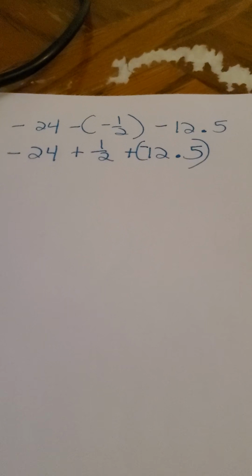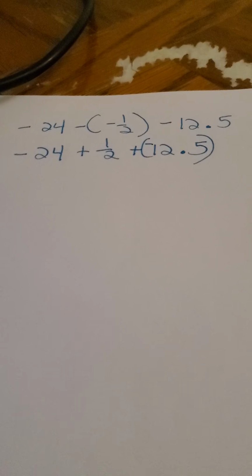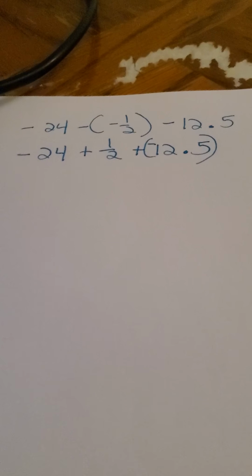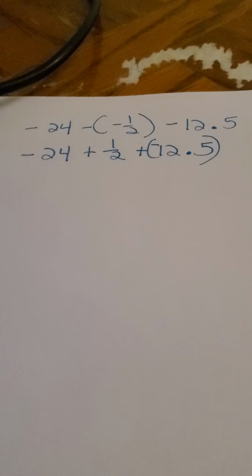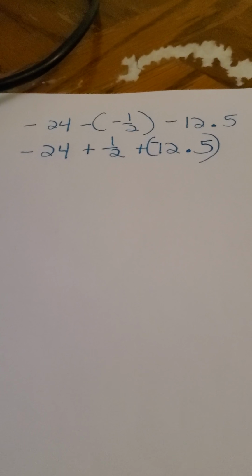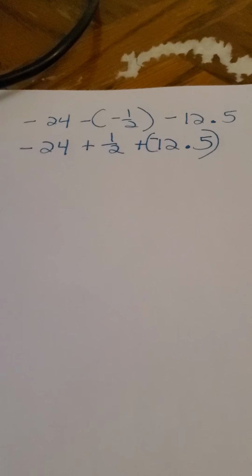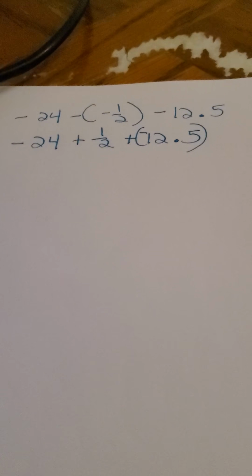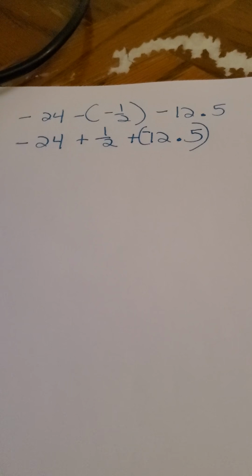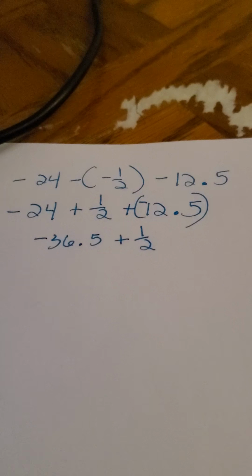If you wanted to, you could add the half to negative 12.5, but if you know what 1/2 is as a decimal, that makes it a whole lot easier. But if not, we will do that in the last step. So for right now, just add the two negative numbers together, negative 24 and negative 12.5, and then when you're ready, we'll talk about the last step.